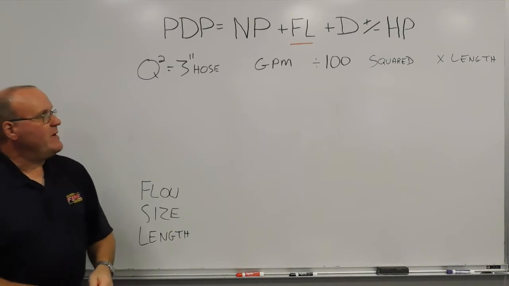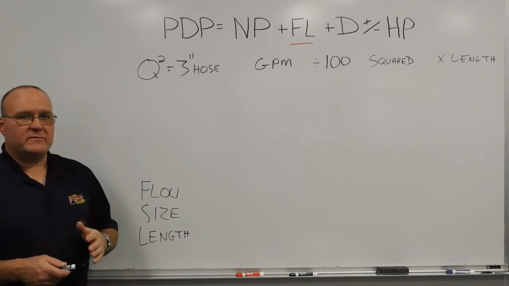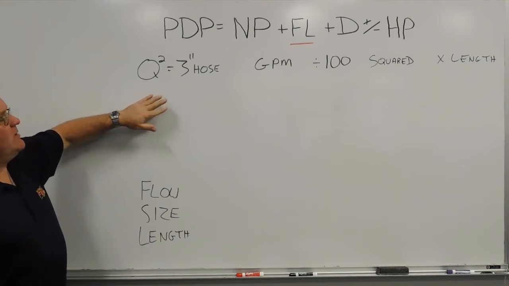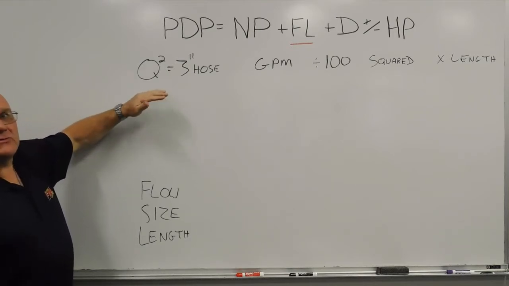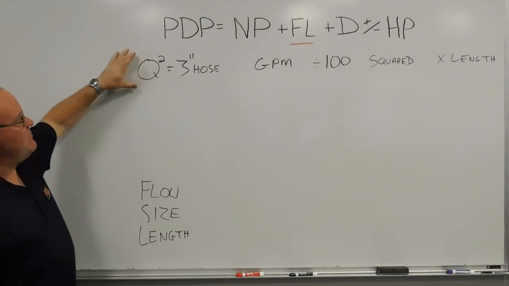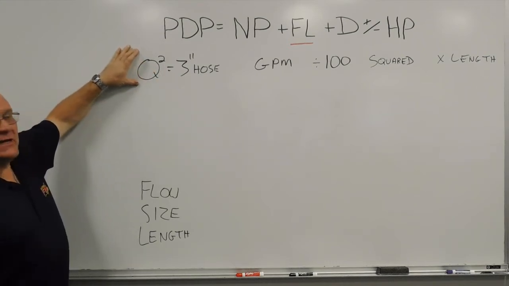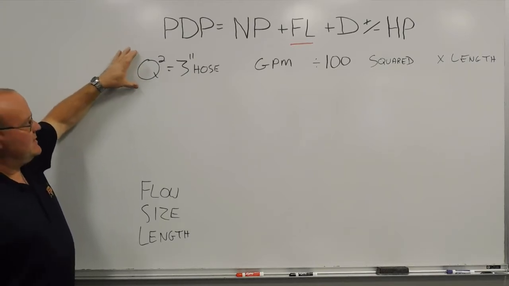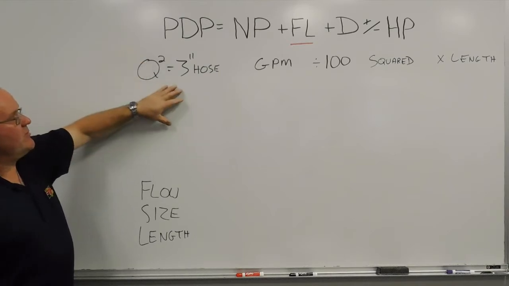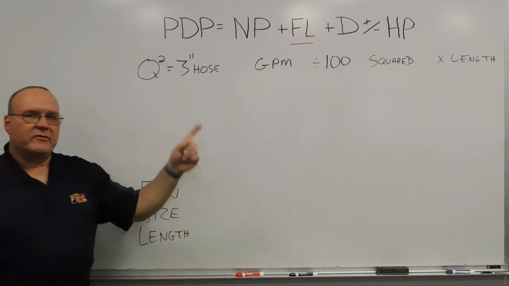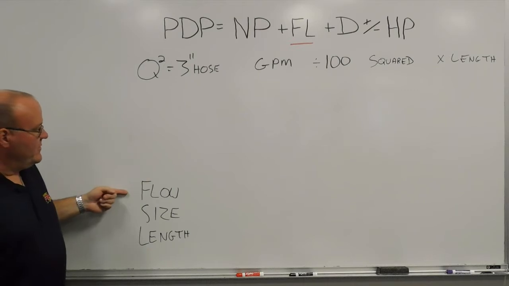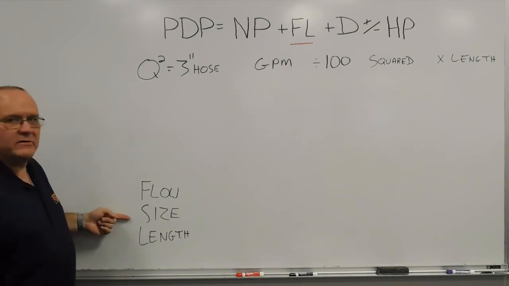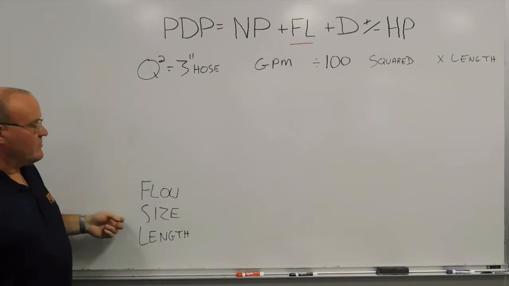We're going to be talking today about the hand method, or the Q squared method. The Q squared method that we use to calculate friction loss, we start with that, and that equals 3-inch hose. That's always our baseline using this method, and then we can convert from there using a couple other techniques. But today we're talking about Q squared equaling 3-inch hose. Figuring our friction loss, we always want to account for the flow, the size, and the length of hose. The size that we're dealing with, Q squared, is always going to be 3-inch hose.